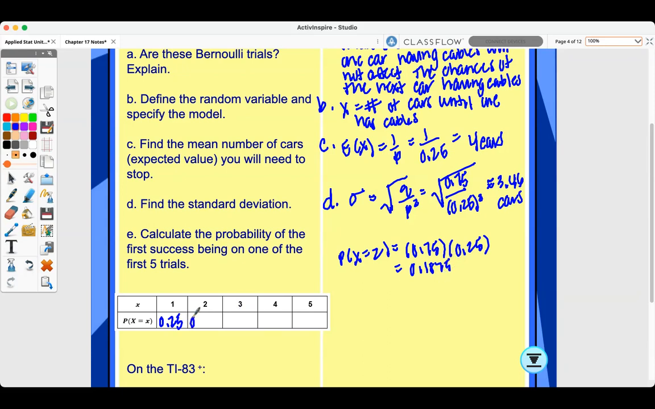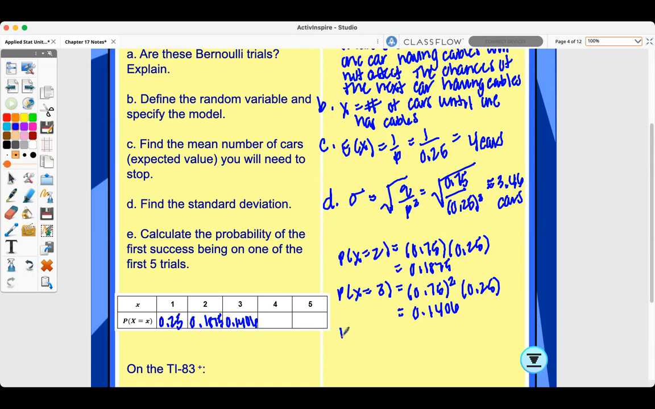So this would be 0.1875. And then I'll do one more, the probability that X equals 3. So that means the first and second car were not successes, but the third car was a success. And that would give us 0.1406. So that's how you continue it.